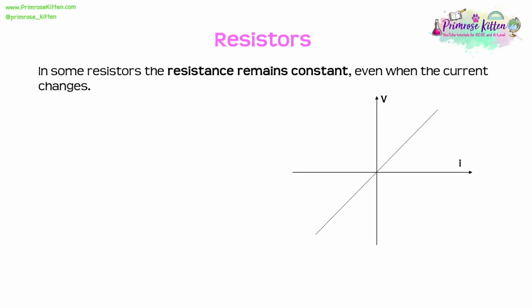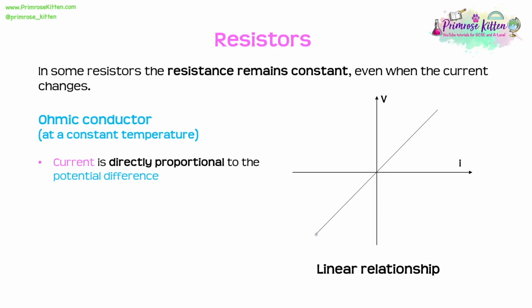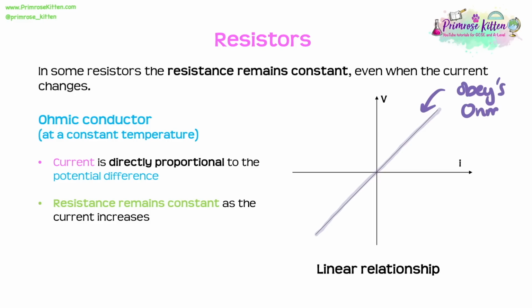In some resistors, we'll find that the resistance remains constant, even when the current increases or decreases. Now this is said to be an ohmic conductor. It obeys Ohm's law. Ohm's law tells us that the potential difference and the current are directly proportional to each other and therefore have a linear relationship. So what we'll see here is in an ohmic conductor, at a constant temperature, the resistance remains constant as the current increases.